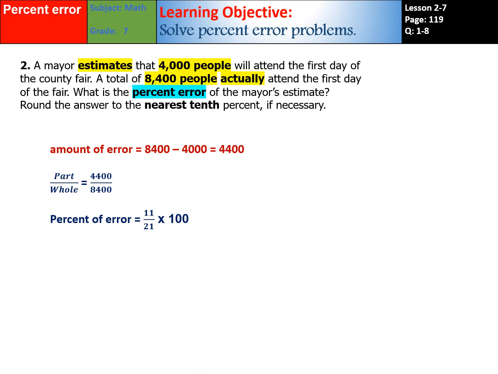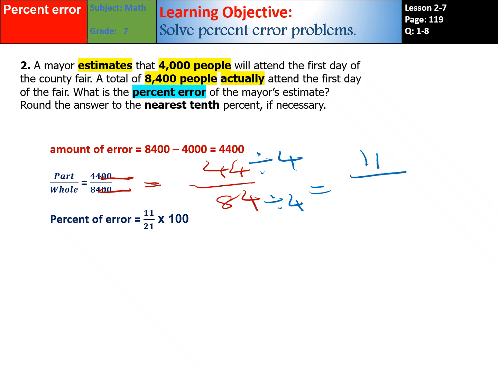To convert it into percent, you will multiply it by 100. Here I simplified it. How did I simplify it? I cancelled the 2 zeros with 2 zeros. Then I got 44 over 84. Then again I thought that I can divide it by 4 and 4. So it became 11 over 21. Then I will multiply it by 100. 1100 divided by 21. For that you will keep 1100 inside and divide it by 21.